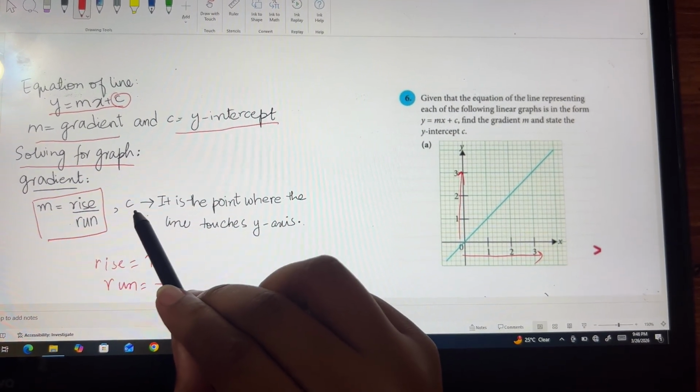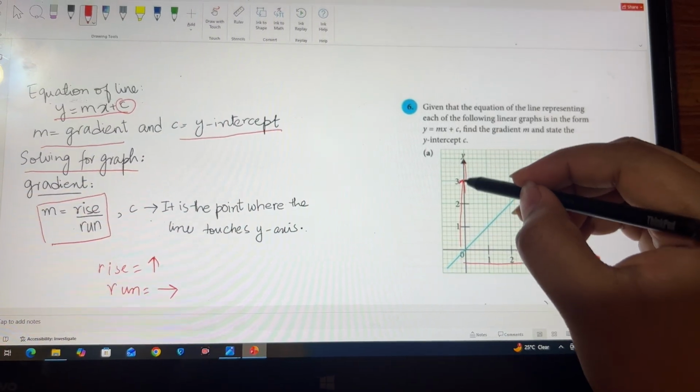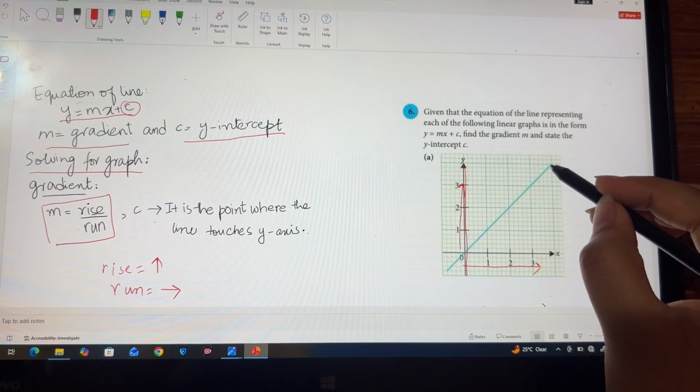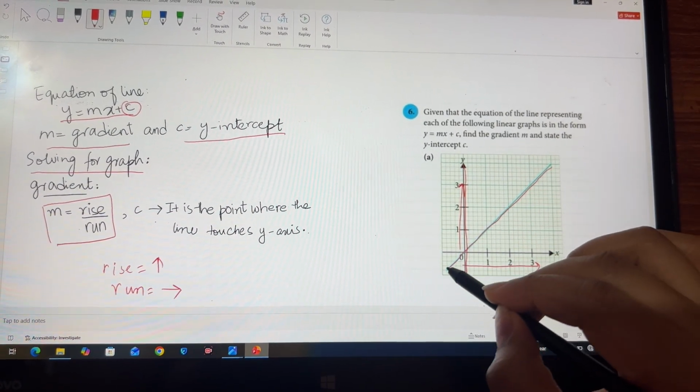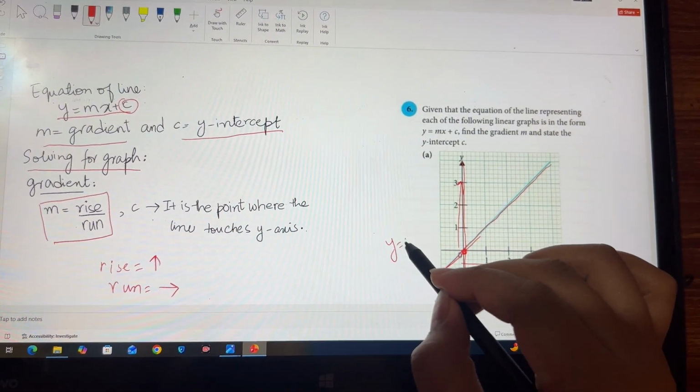Then it is given c. c means it is the point where the line touches the y-axis. So if you see, this is your y-axis and the line is going through like this. So it is touching the y-axis at 0. So here the y-intercept is 0.